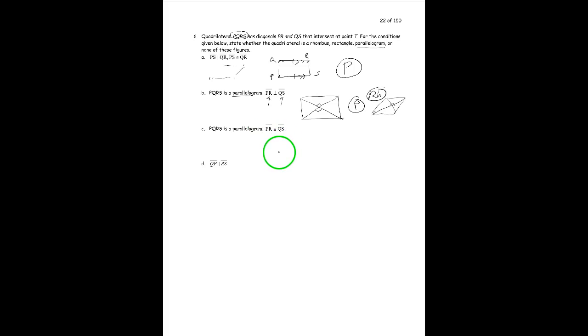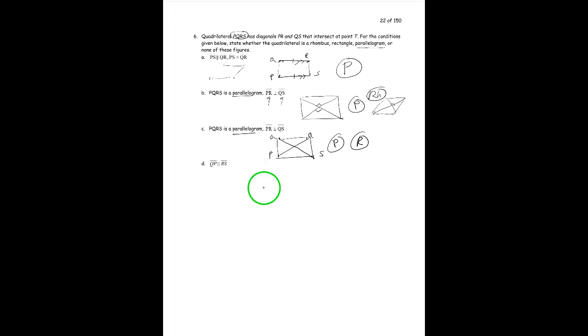Here we have PQRS. PQRS is a parallelogram, and in this case we know that the diagonals, PR and QS, are congruent. So we know this is a parallelogram, and the diagonals in general will only be congruent in a rectangle version of a parallelogram. So it will also be true for a rectangle.